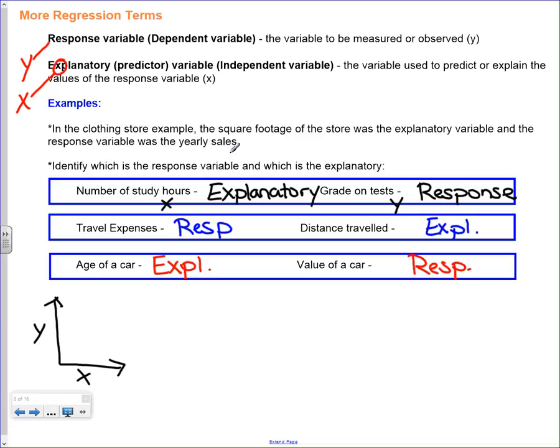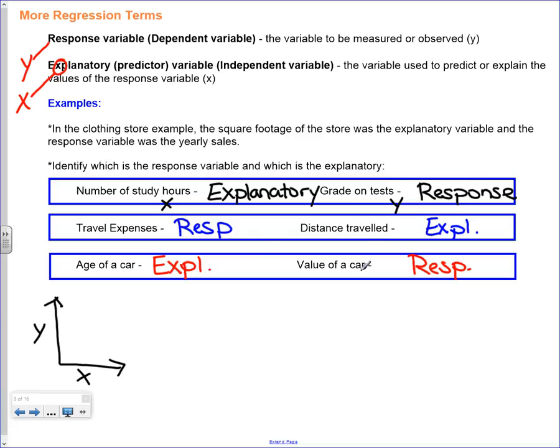The bigger the store, we're thinking that's going to make the sales be bigger. So we did some examples here in my class, the number of study hours and the grade on a test. Which one do you think would be the explanatory? Well, we would guess that the number of study hours is going to explain our grade on the test, right? Or the grade on the test is going to respond to the number of study hours, okay?